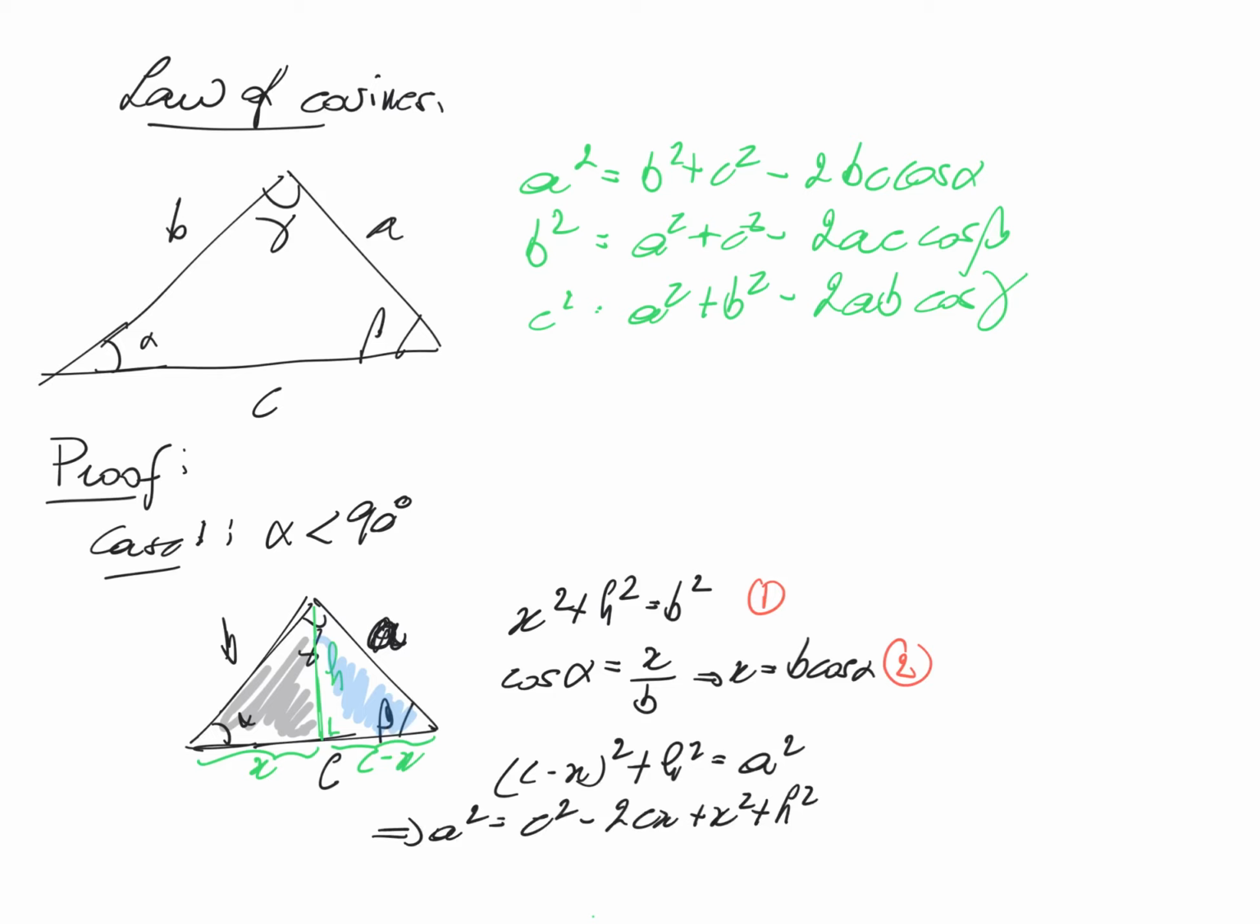If we then use equations 1 and 2, this equals c squared minus 2 times c times b times cosine alpha, plus, using equation 1 to change x squared plus h squared into b squared, b squared. And finally we find that a squared is b squared plus c squared minus 2 times b times c times cosine of alpha. So this is basically what we had to find.